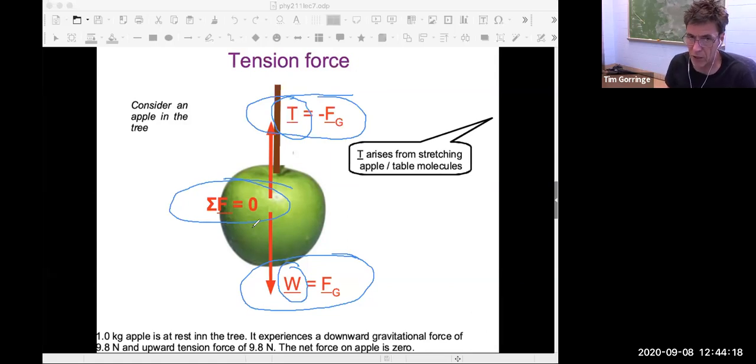Again, if you want to visualize or imagine where that tension force arises from, it arises from the atoms and molecules of the stem and the atoms and molecules of the apple. Those atoms and molecules in the stem and the apple, they're being pulled apart by the gravitational force. And when they're pulled apart, they pull back. And that pull back is the tension force that's supporting the apple against the downward pull of gravity. And so this is our third character in today's class.